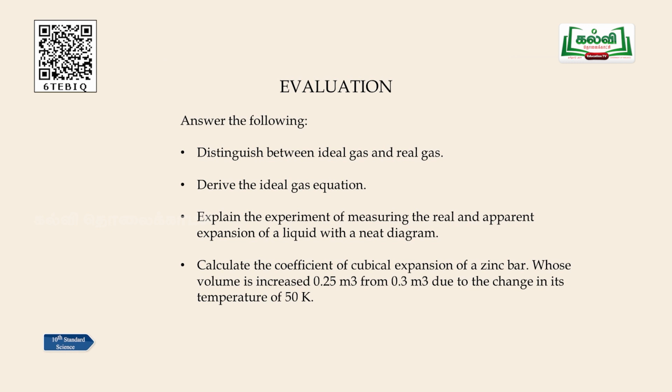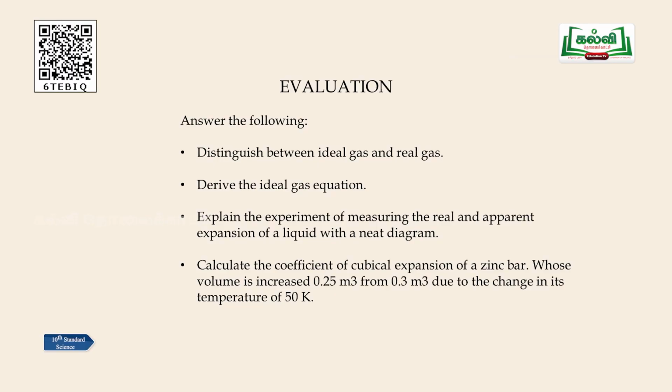Now, let us go for the evaluation section. The first question is to distinguish between ideal gas and real gas. You have to differentiate between both the gases. Then derive the ideal gas equation, then show the experiment to measure the real and apparent expansion of a liquid. Then there is a last problem, which asks you to find the coefficient of cubical expansion. You can easily solve it by applying the formula for cubical expansion, delta V by V naught is equal to alpha V into delta T. This will give you the answer for this question.